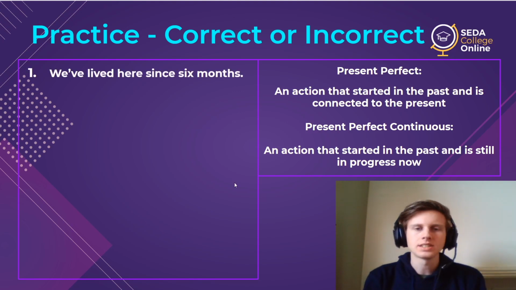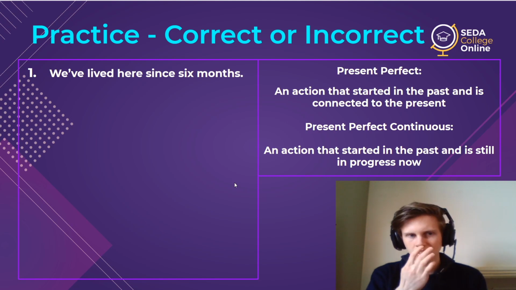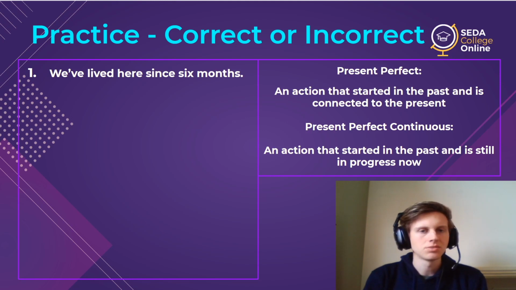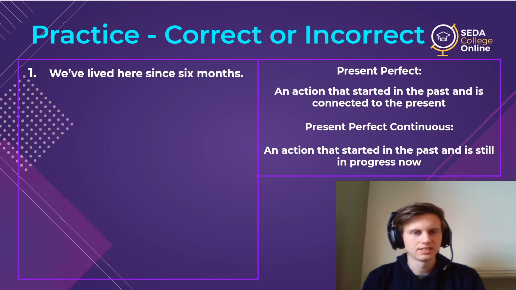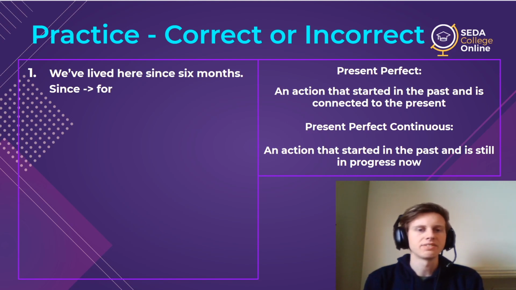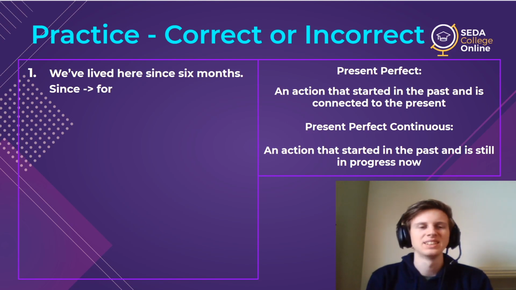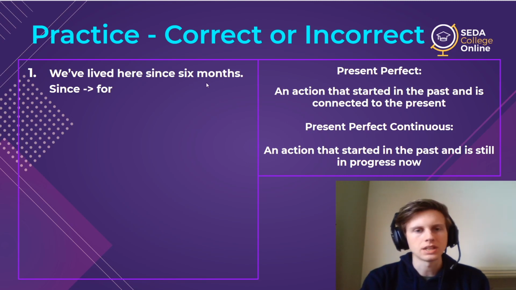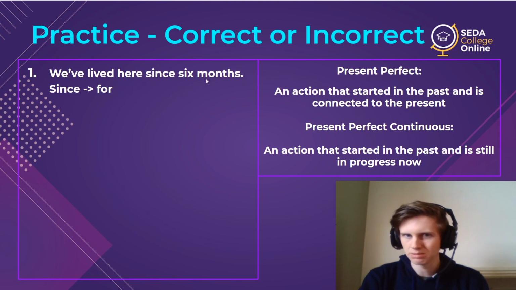Now, first sentence. We've lived here since 6 months. All right, so what do you think? Is that correct or incorrect? And okay, if you think incorrect, try to change the sentence, fix it. All right, so the answer. It is incorrect. If you said incorrect, that is correct. We need to change since to for because we have a period of time here, 6 months. So it needs to be we've lived here for 6 months.